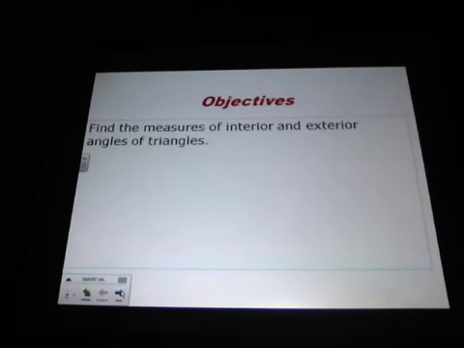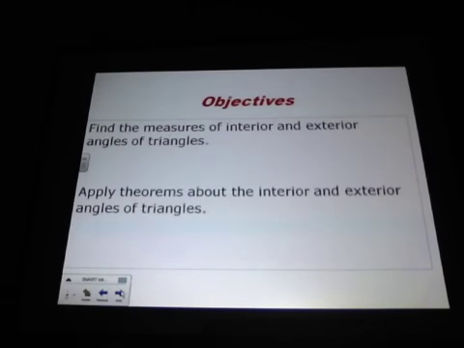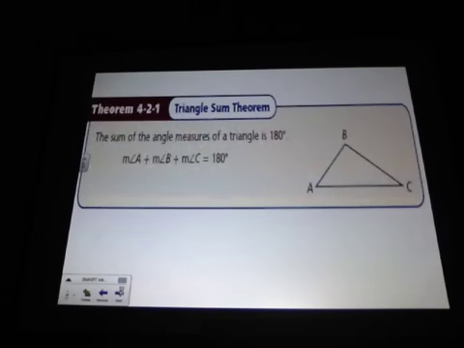Okay, today we're going to find the measures of interior and exterior angles of triangles. Apply the theorems about the interior and exterior angles of triangles. Okay, you should have your teaching transparencies out.